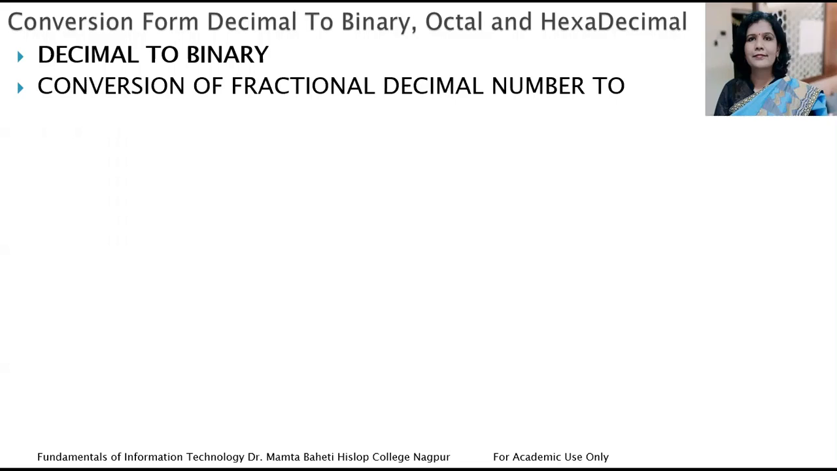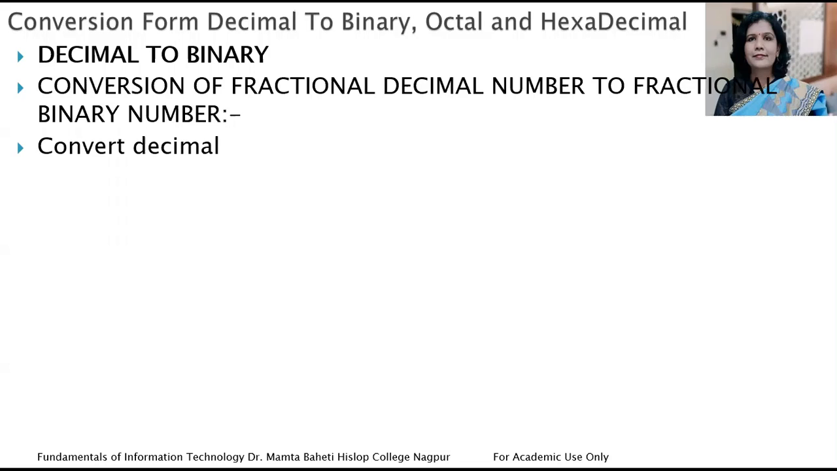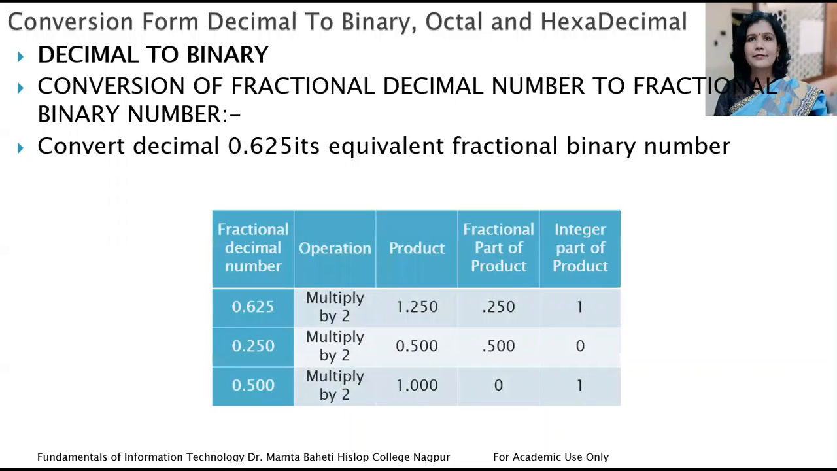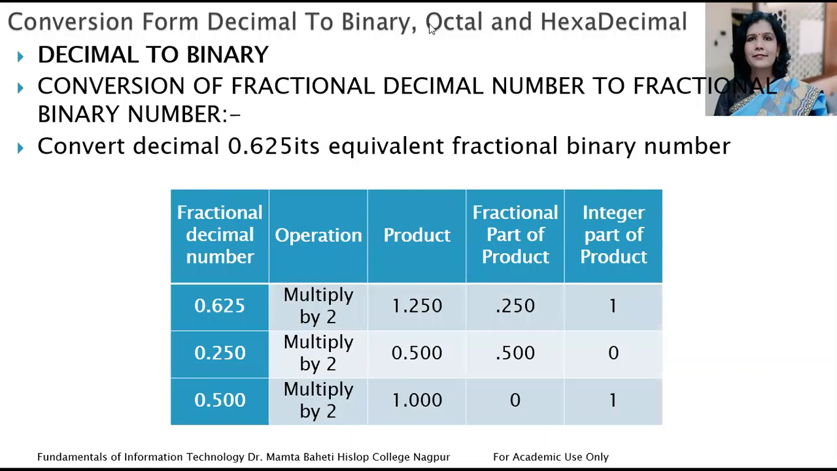Now we'll consider a fractional decimal number and convert it to its appropriate fractional binary. This is very important, everyone please pay attention. Your fractional number is 0.625. First thing is multiply by 2. Your product comes out to be 1.250. Separate the two parts, your integer part and fraction part. This fraction part will go for the next multiplication.